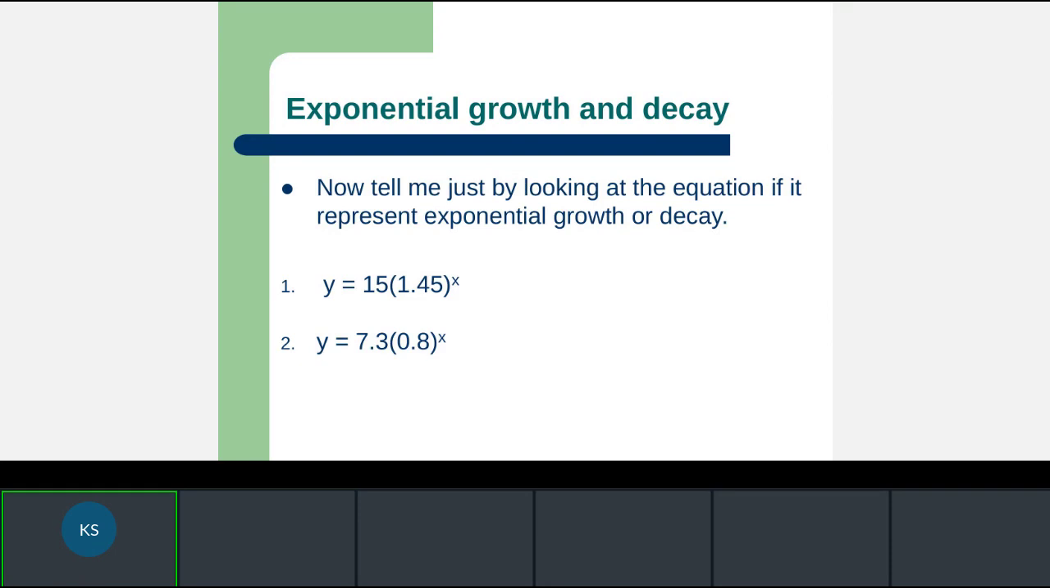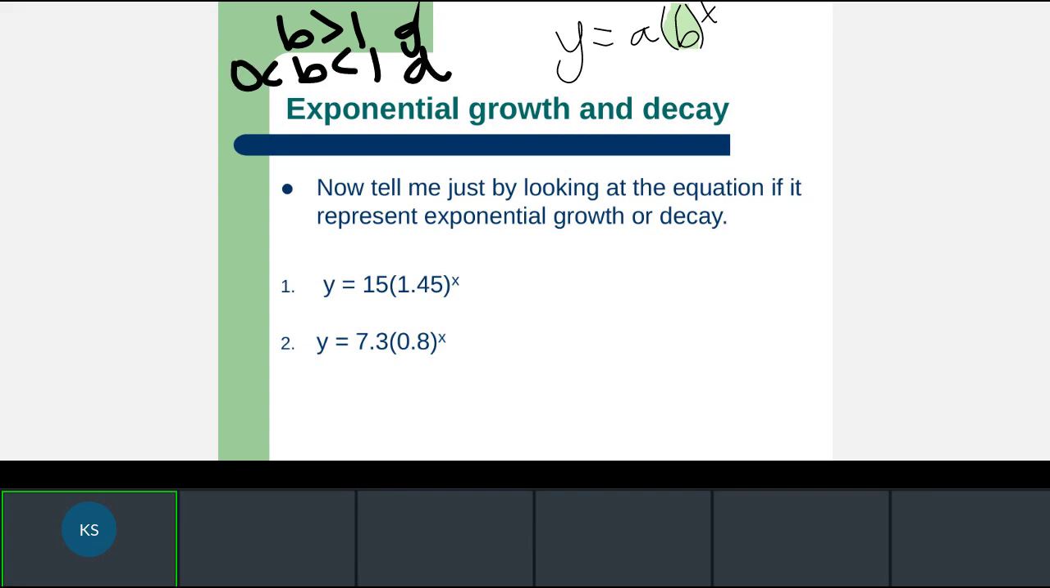So we can actually determine growth and decay just by looking at an equation. The most important feature we need to look at, we have a times b to the x. We need to look at b. So as a reminder, if b is greater than 1, we have growth. If b is between 0 and 1, we have decay.